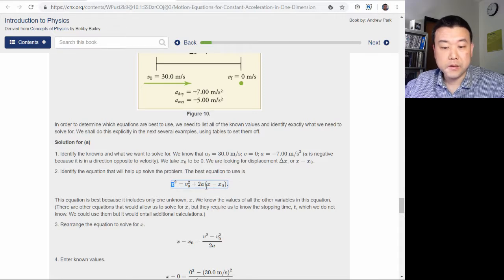And the acceleration, you are given that. You should use a negative version of the number. And that indicates that your acceleration is in the opposite direction to the displacement. And you'd be solving for the displacement, x minus x naught.